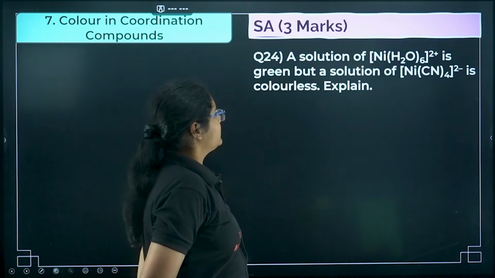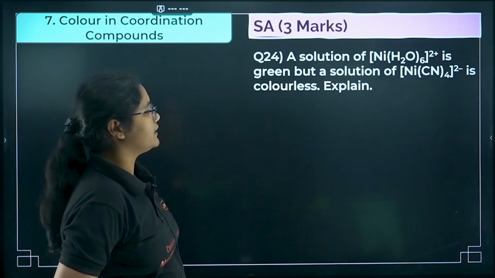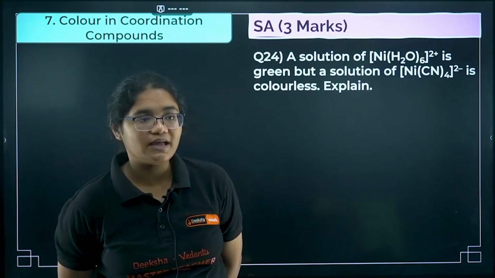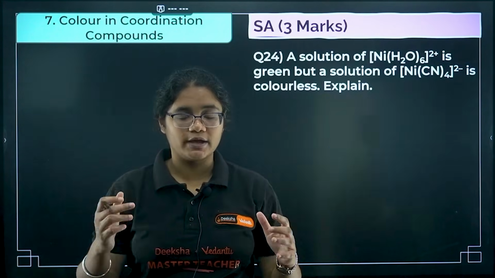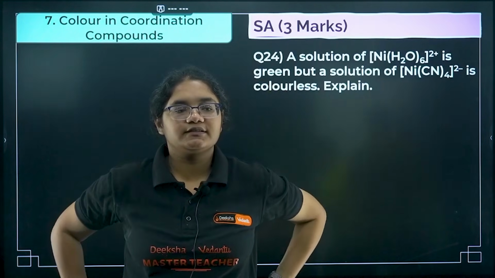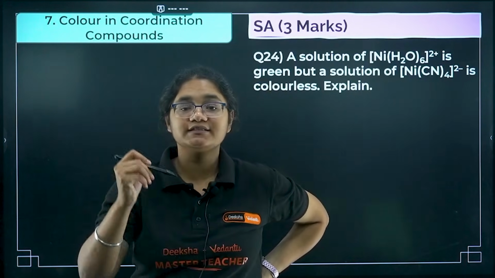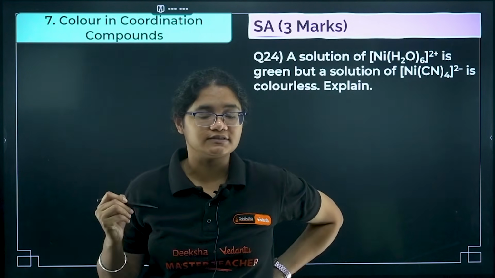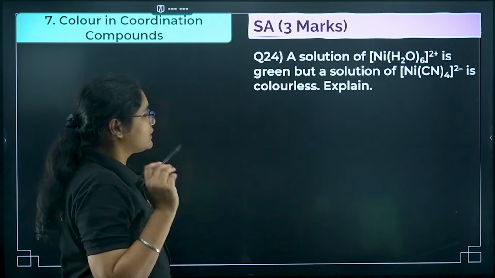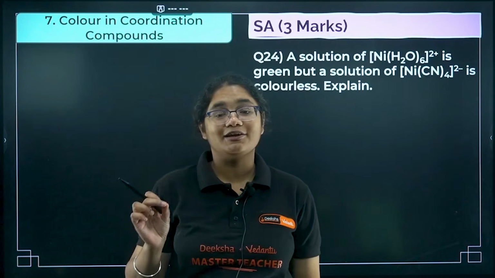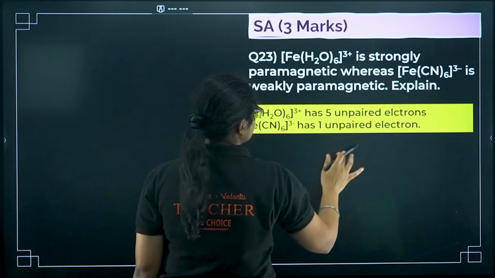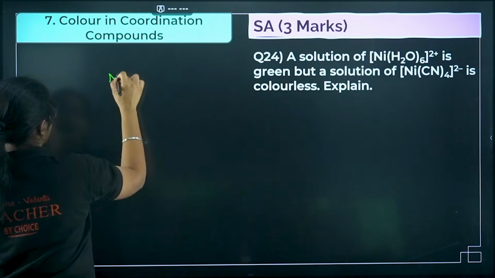Next, the solution of nickel is green, but a solution of Ni(CN)4 is colorless. Why? Now the color of the transition elements is due to d-d transition. We have understood that when the ligand approaches, the d orbitals split, and these unpaired electrons can undergo d-d transition, because of which we can see the color of a compound. So what is the basic criterion for having color? We need to have unpaired electrons. Now if you see nickel, Ni2+ with water, what is the nickel configuration?